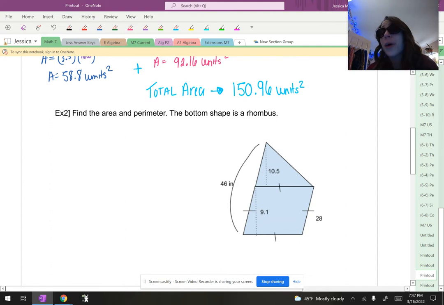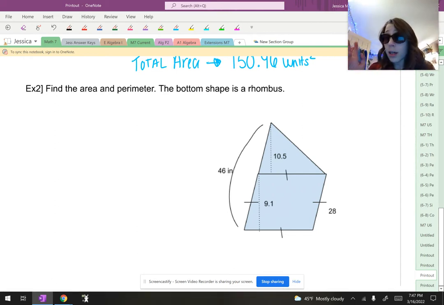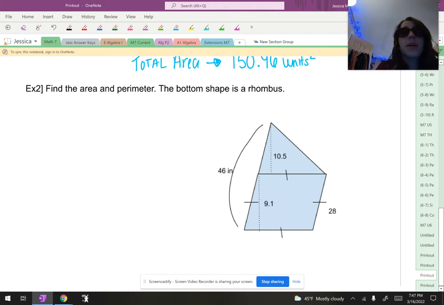Example number 2. So again, we have a complex shape, two regular shapes smushed together to give us a complex shape. It's asking us to find the area and perimeter again, and telling us a very, very important piece of information right there. Remember, reading. Math is all about reading these days.